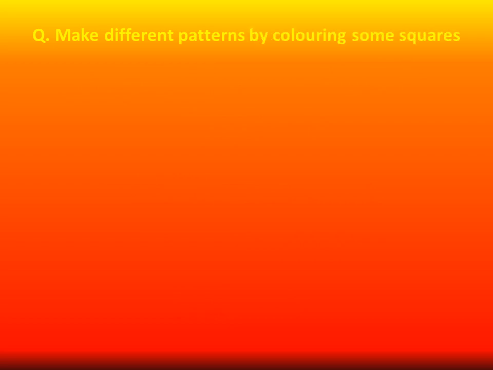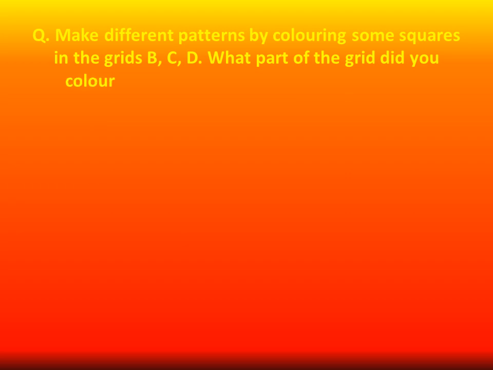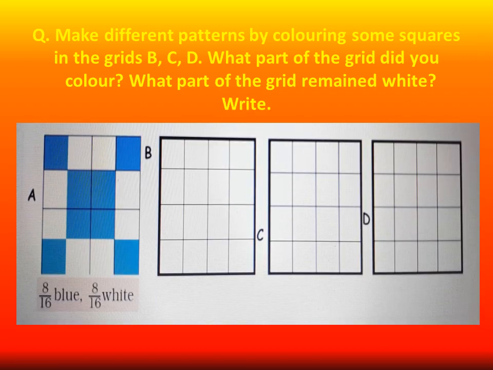Next question. Make different patterns by coloring some squares in the grids B, C, D. What part of the grid did you color? What part of the grid remained white? So the first one, A, they have done. The 3 they gave us to do. Here we have to write how much has been colored and how much has not been colored.